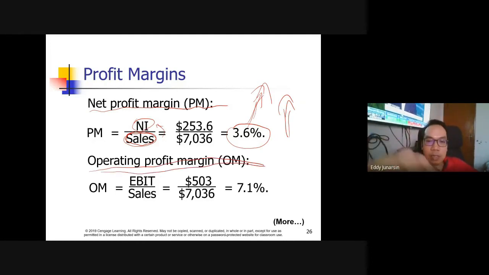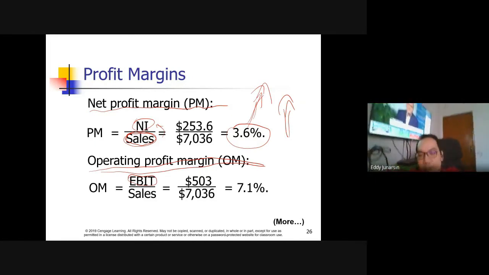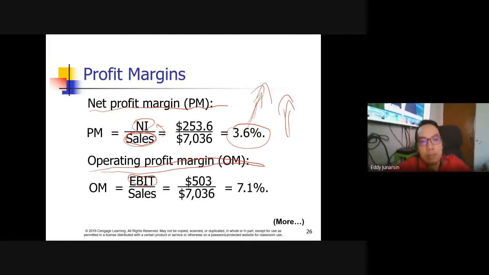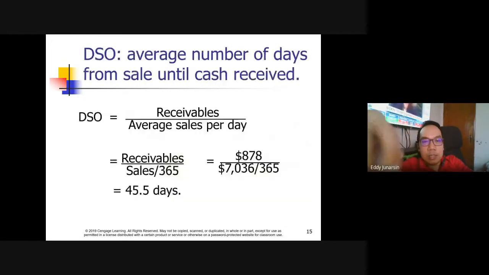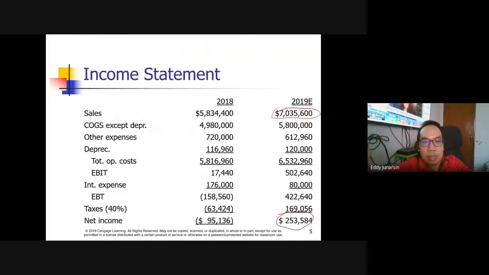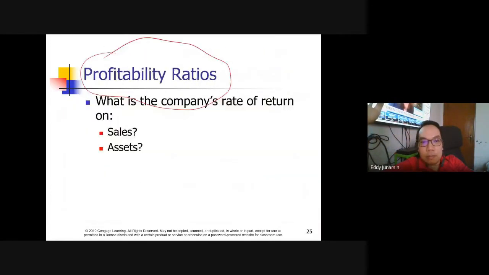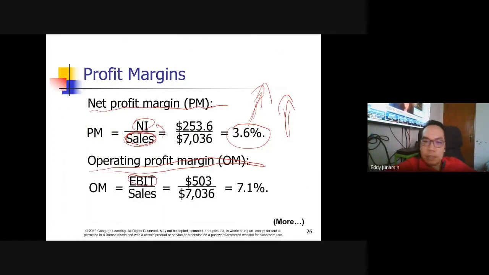For the operating profit, we can use operating profit or we can use EBIT. Because we are estimating the operating profit margin, the numerator is not net income but operating profit, or you can simply use EBIT if you don't have any other income or losses. So see EBIT here, 502,000, and sales is 7 million. So you find out that your operating profit margin is 7.1%. What does it mean here? Every $1 of revenues could produce 7.1 cents of operating profit.